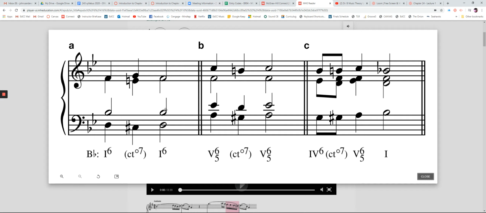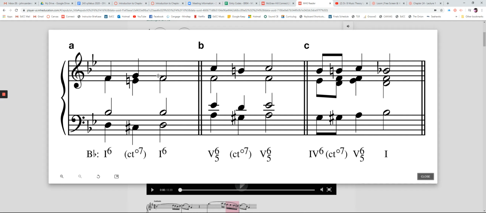Okay, the basic idea behind the common tone diminished is that you are heading to a B flat major chord, but you are going to embellish it by putting a half step below the third, a half step below the fifth, and then a whole step above the fifth, which is also going to resolve to the fifth. Can you dig it?